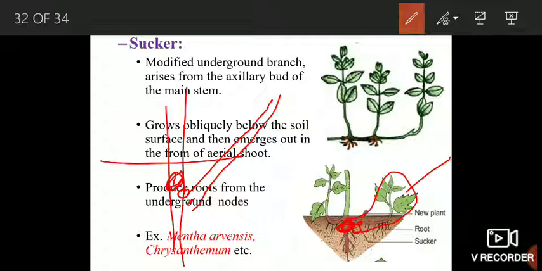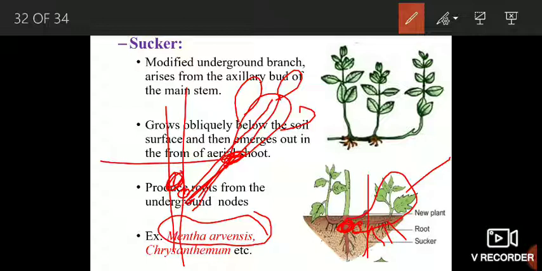One more important feature that you should remember about suckers is that they first grow obliquely below the soil surface, and once they reach the surface of soil, they emerge out and form the leafy aerial shoots. The underground parts of the sucker contain nodes, and at each node roots are given, so that later on this plantlet can be separated from the main plant and grown somewhere else. It helps us in the vegetative propagation of plants. You have a number of examples. I will just quote a few: Mentha arvensis and Chrysanthemum.